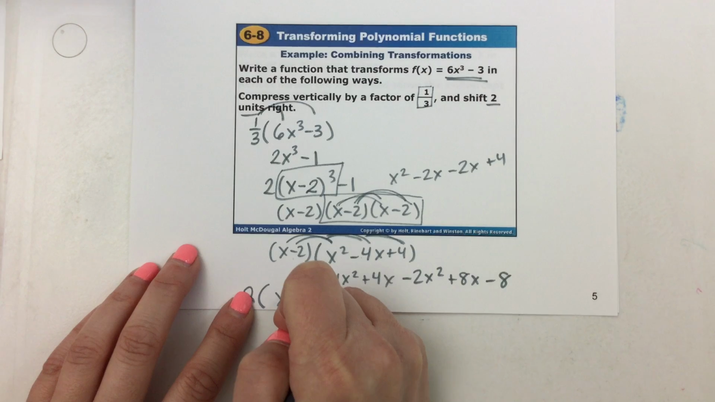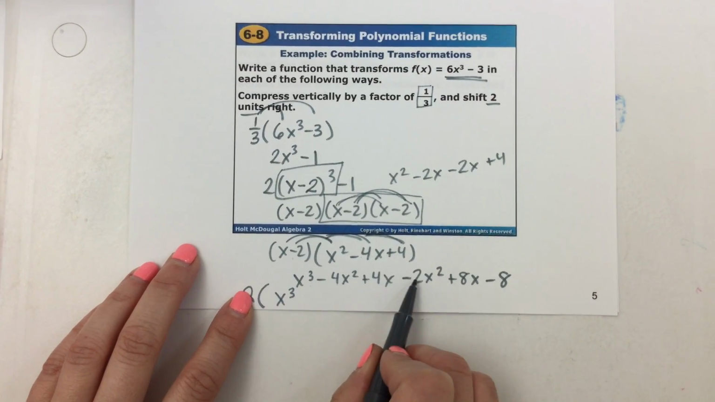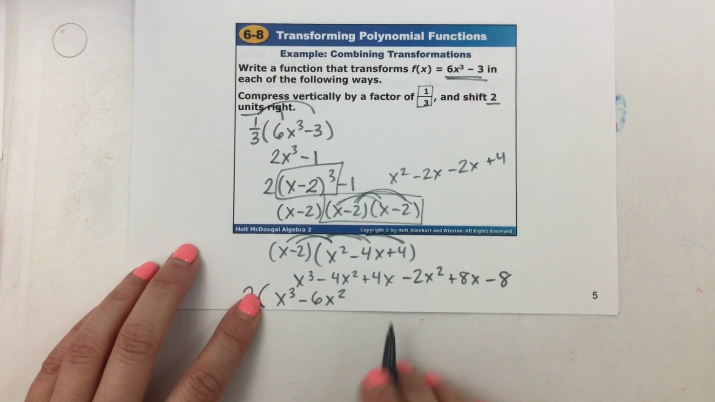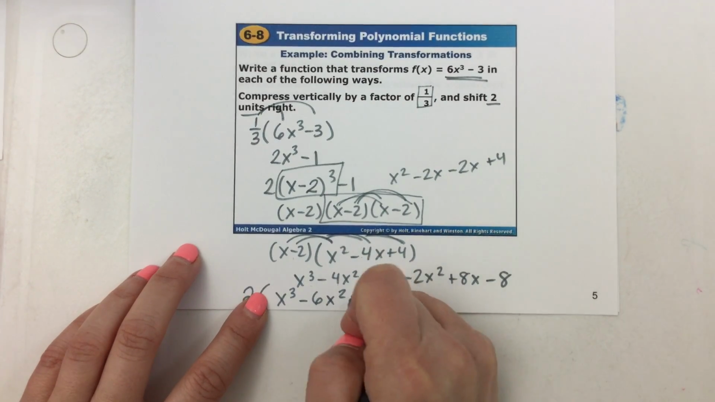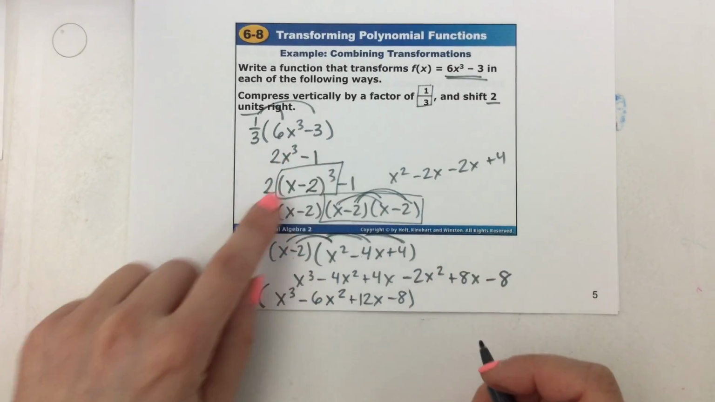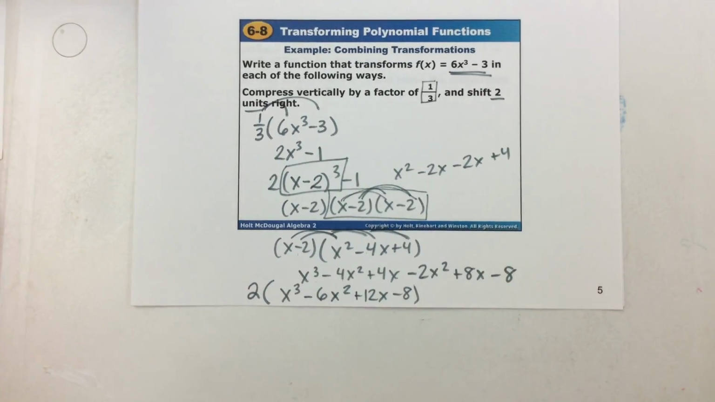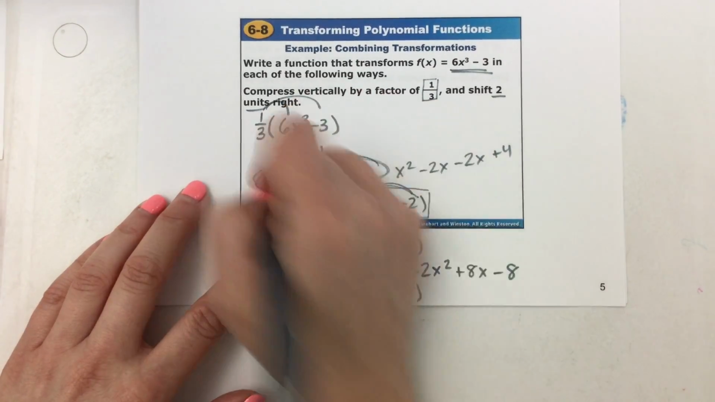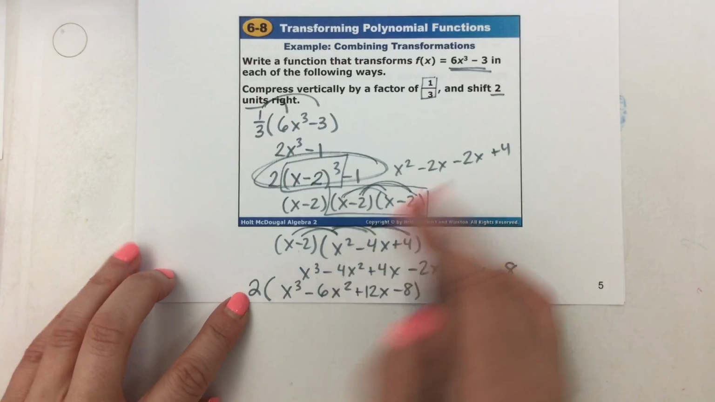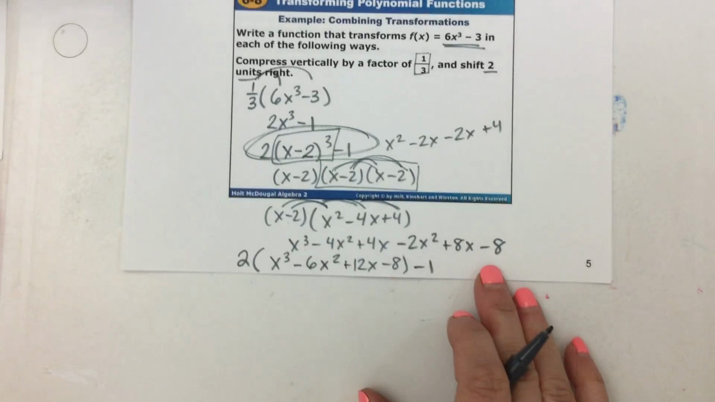Combine like terms. X cubed, negative 4x squared, and a negative 2x squared is negative 6x squared. 4x plus 8x makes 12x minus 8. And then again, don't forget, we have it right here. So I have a 2. This is what x minus 2 cubed is equal to. Don't forget, you still have a minus 1 out front.